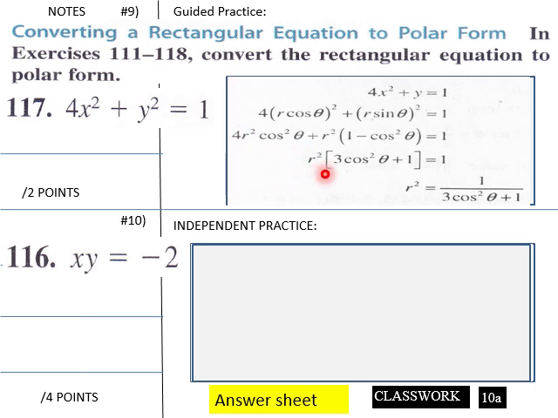So you have r cubed multiplied by 3 cosine squared theta plus 1 would equal 1. And then we solve for r squared here. R squared would equal 1 over 3 cosine squared theta plus 1.